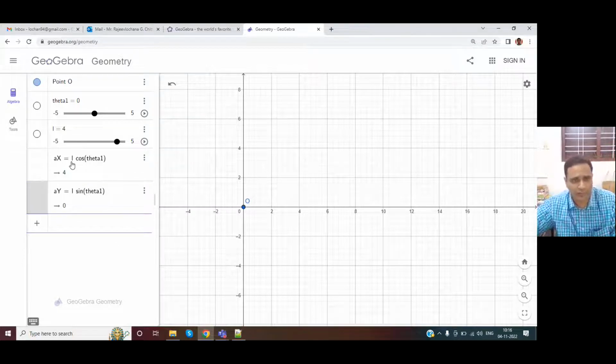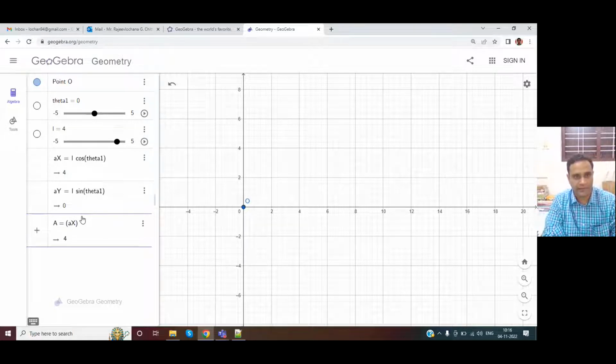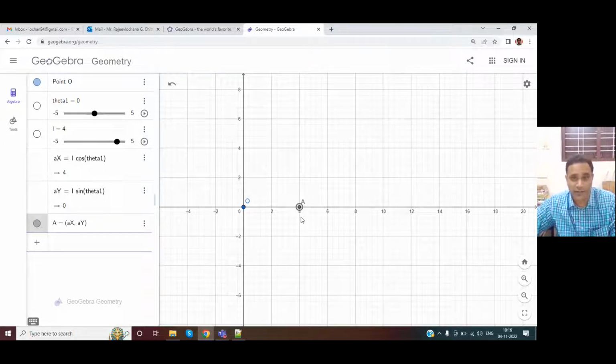You may argue, why did we actually do it? The reason being, if we don't want the first edge to be horizontal, what if we want it to be 45 degrees? Then we'll still be able to draw the hexagon. That is why we are using parameters, variables in the beginning and making use of those variables down the code. Now point A is (AX, AY). Okay. So we have drawn point A.